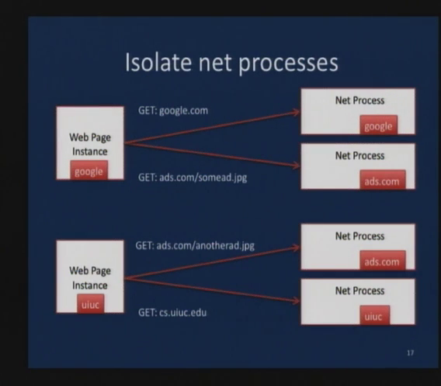Now, for network requests in general, there are some details that I've omitted here. There are things we do on the return path. There are things we do to make sure that ads.com is separate for UIUC and Google. But in the interest of time, I'm not going to discuss any of that.